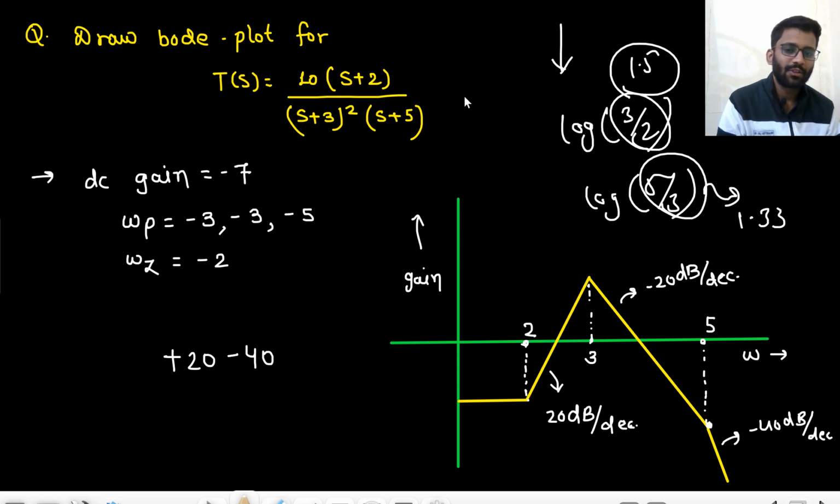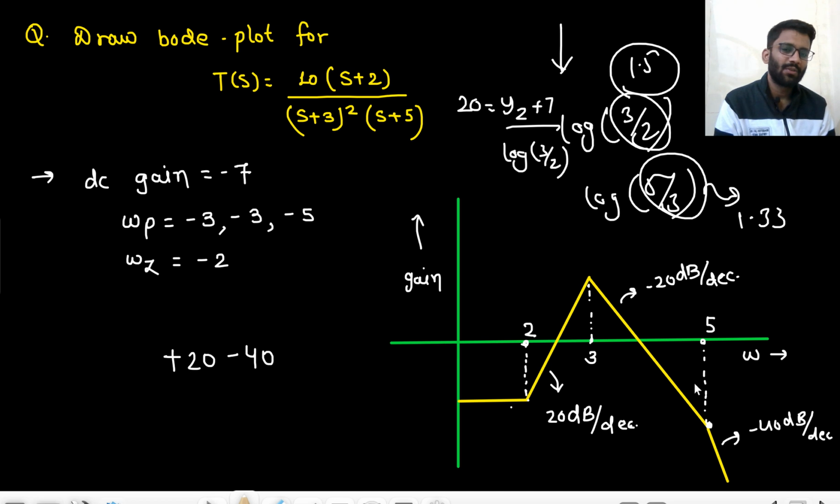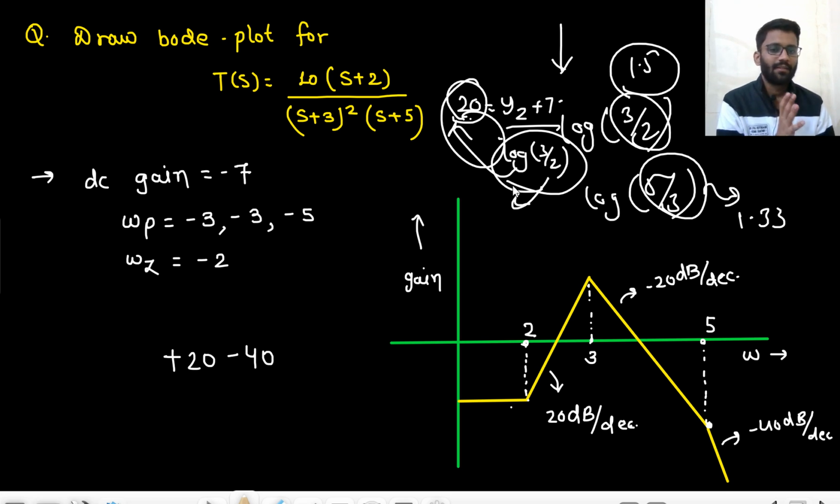Got my point? Because my slope is 20 equals to y2 minus y1. Y1, this is some value that I will write 7 upon log 2 3 by 2, and for this also I will write the value. So this value is high, so this value will come here. So total value will be high, and from high, minus 7 is getting subtracted. So are you getting my point?